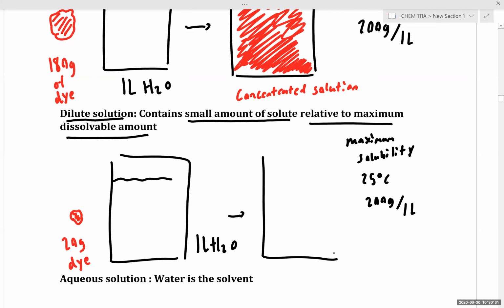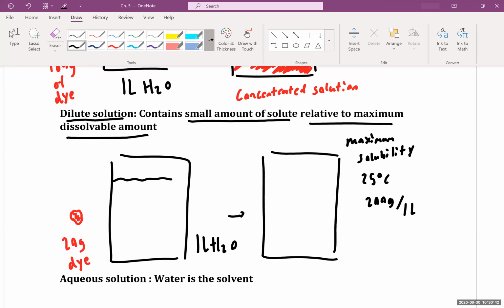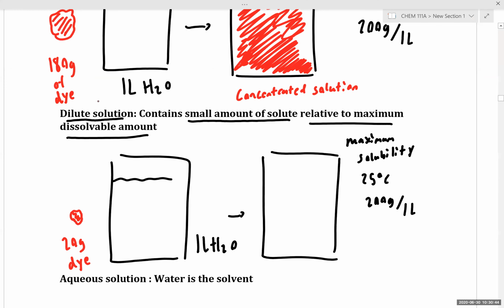So that in turn gives us a dilute solution. So we have 20 grams per 1 liter. And you'd be able to very clearly see, if your solute is colored, that you have a dilute solution by virtue of the fact that the color will be substantially lighter. So we have 20 grams per 1 liter. It's much less than our maximum solubility. So we have what's considered a dilute solution.